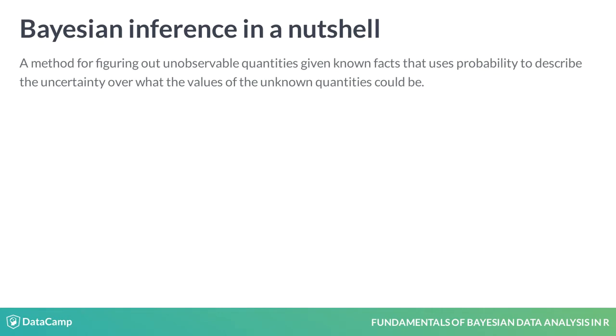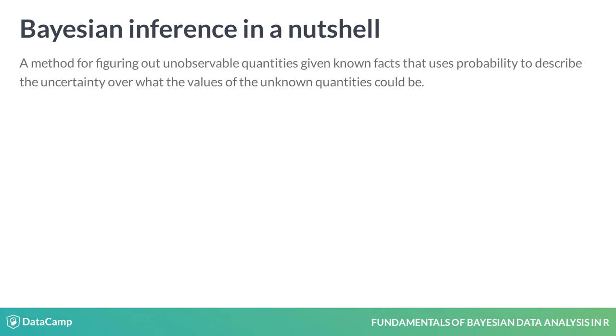In a nutshell, what is Bayesian inference? Bayesian inference is a method for figuring out unknown or unobservable quantities given known facts. There are other inference methods for this, but what makes Bayesian inference Bayesian is that it uses probability to describe the uncertainty over what the values of these unknown quantities could be.